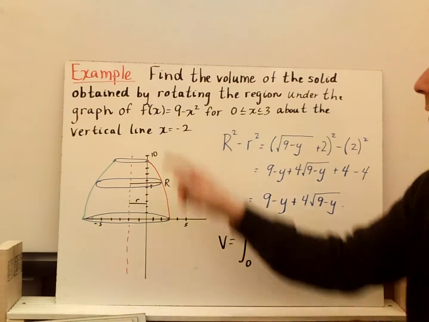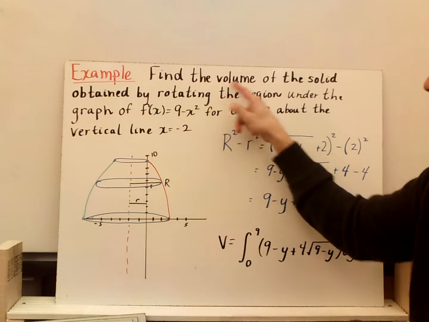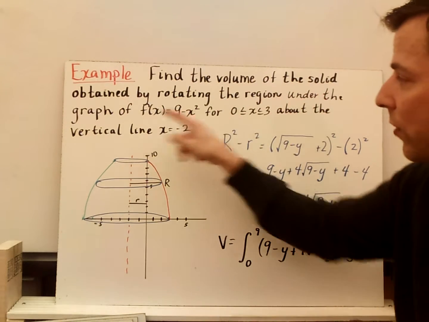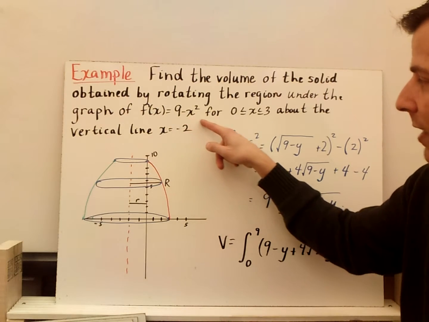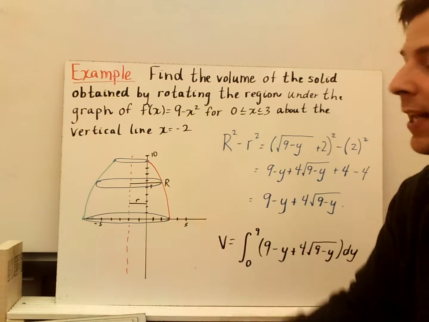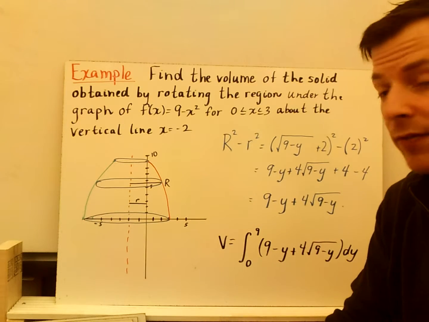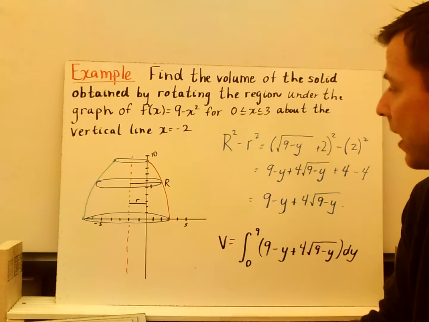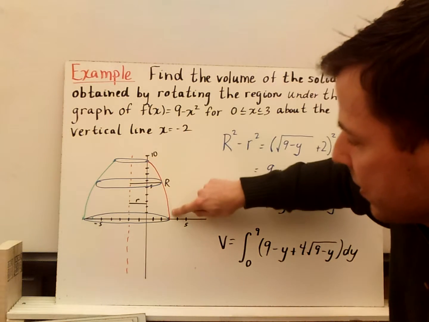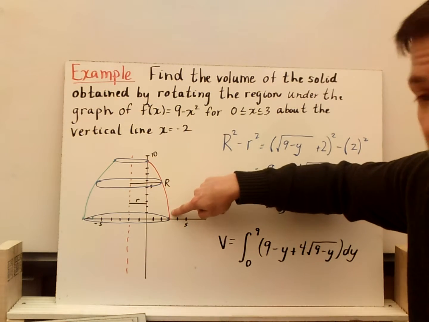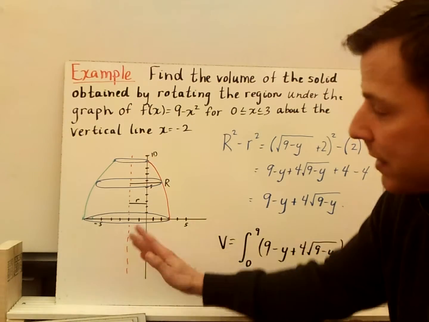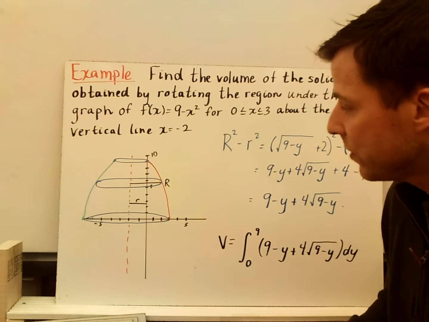Our final example: find the volume of the solid obtained by rotating the region under the graph of f of x equals 9 minus x squared for x from 0 to 3 about the vertical line x equals -2. So this took a little bit of time. So what I did is I drew my figure. There is the 9 minus x squared, a little different than the last example. I spaced it out. So here's my first graph. My dotted line is the vertical line x equals -2.